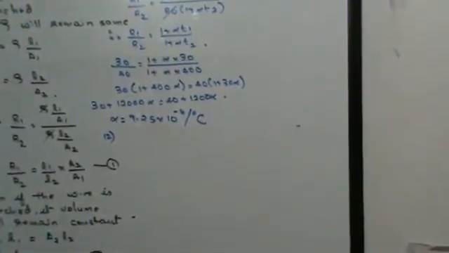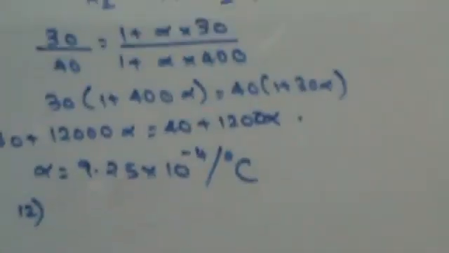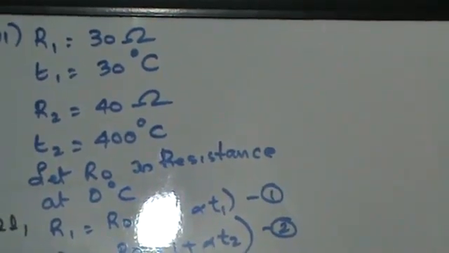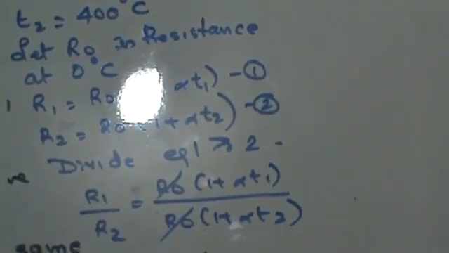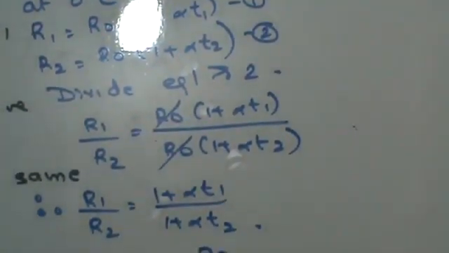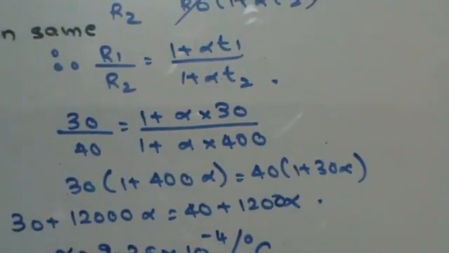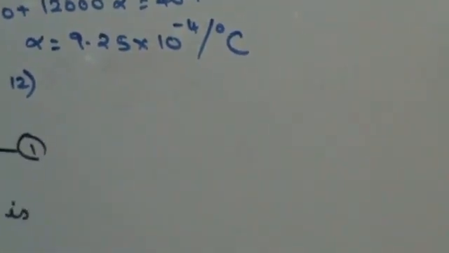Three wires of equal length are made up of the same metal. Their diameters are in the ratio of 1:3:5.